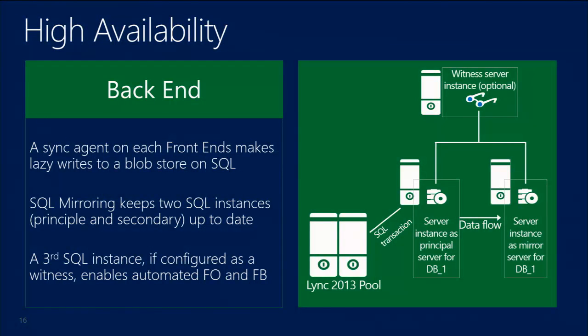A few things are new when it comes to high availability in the back end. For one thing, there's actually a sync agent, which ironically lives on the front end, that makes these lazy writes to the blob store in SQL. And is it 30 seconds? Yeah, 30 seconds. Pretty often. So each front end is taking its data that it has in its RTC local and making sure that any deltas, changes in data, are being sent to SQL.